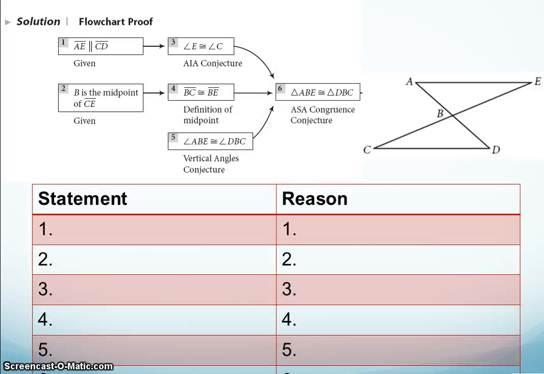Okay, so here's our flowchart. So I'm going to take my givens, and I'm going to write them down. AE is parallel to CD. And B is the midpoint, and that's the given. So B is midpoint of CE. Now, since these two statements have the same reason, I can fit them into one line, or you could write each statement in a separate line and have the same reason twice. Both would be okay. So I know that AE is parallel to CD, so I'm going to write that down.